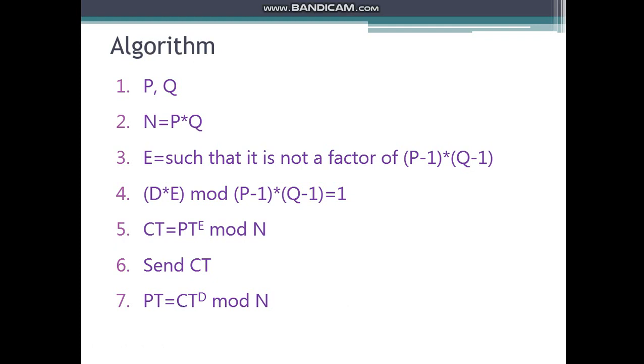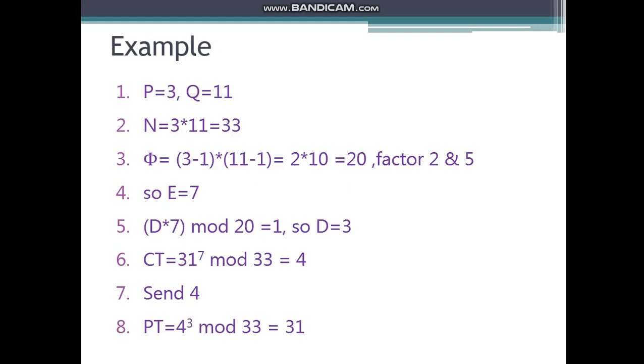Now let us see this algorithm using one example. First, P equal to 3 and Q equal to 11. Basically the algorithm demands that we select large prime numbers, but for calculation purposes I have taken the small numbers P equal to 3 and Q equal to 11. So n equal to 3 into 11, that is n equal to P into Q, that is 33. This value is required for the ciphertext and plain text calculation.